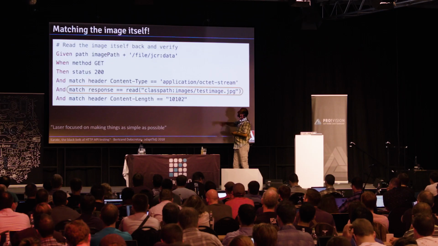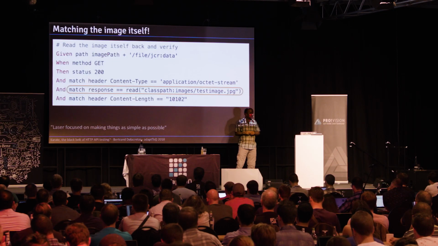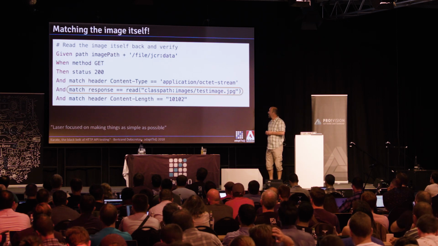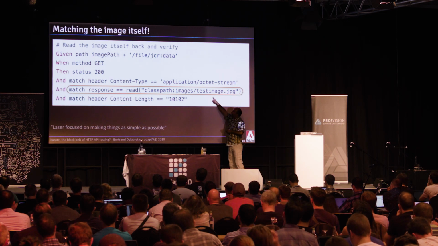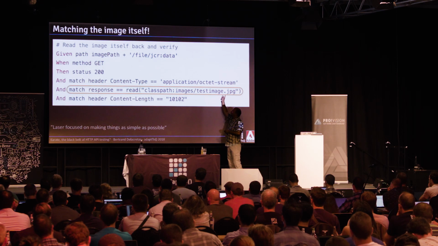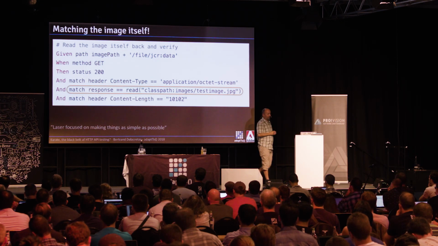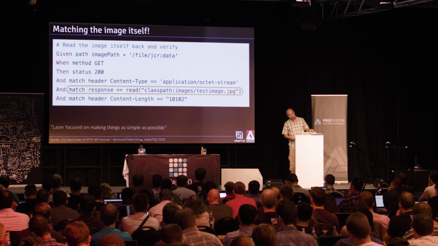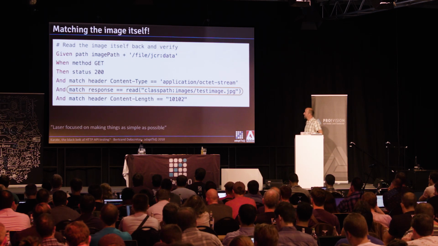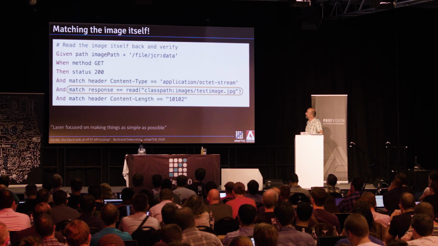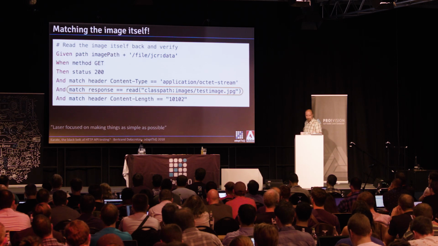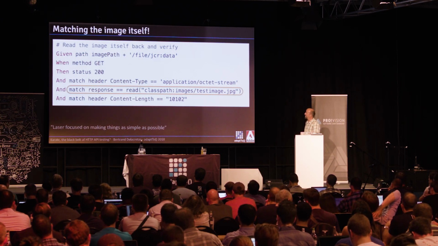Here I'm getting the file /JCR data, which is the actual binary data of the file. And you can just match it, match response equals reading the file from disk. So you can do an exact binary matching. Don't use too big images to do that if you want your test to run in a reasonable time. But it works quite well. So again, simplicity at the forefront.